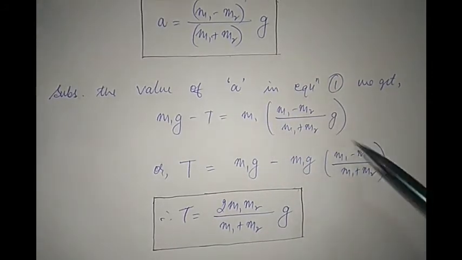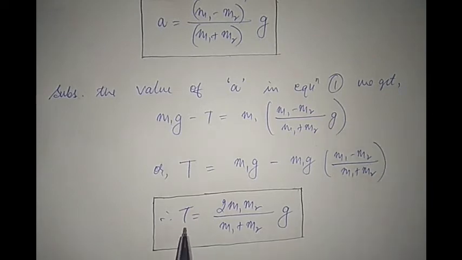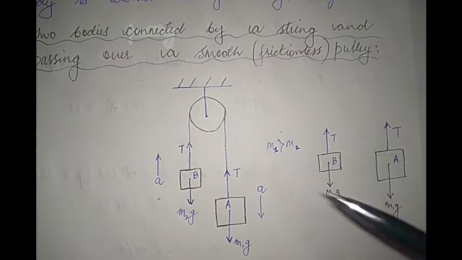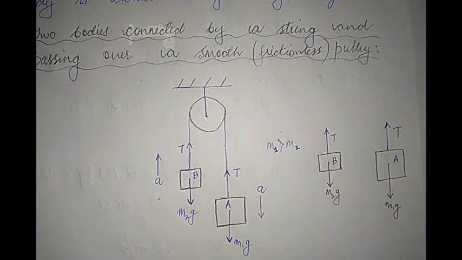Then after, you can check the mathematics yourself. Finally, we get the value of the tension T is equal to 2 m1 m2 divided by m1 plus m2, into the acceleration due to gravity. Therefore, by studying the free body diagram, we've got to analyze or study the system as a whole.